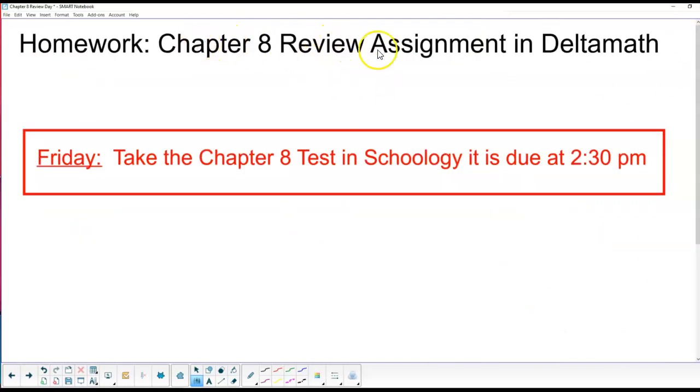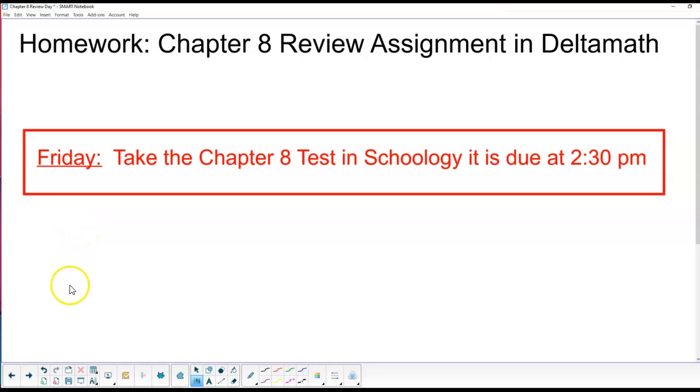All right, so your homework tonight is the review assignment in Delta Math. You get 1 problem from each category. If you need to work on a specific category, please make sure you do more than just the 1 assignment or 1 problem that is assigned. You can always do more than that. And then the Chapter 8 test is in Schoology. It will be due at 2:30 on Friday. So please make sure you take that.